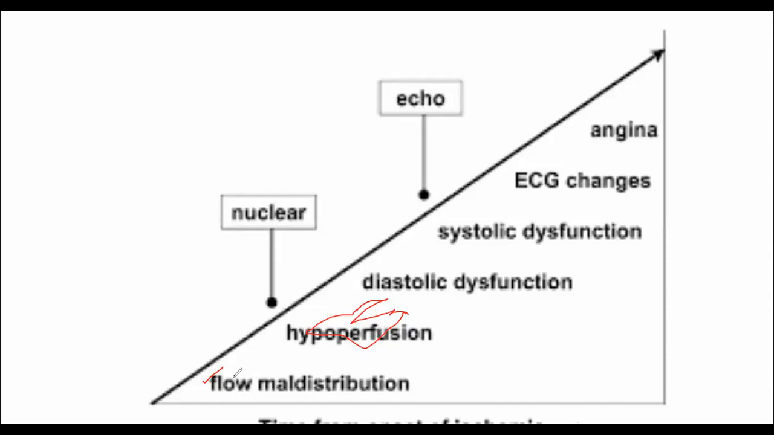Otherwise, considering the ischemia cascade, these ECG changes all occur before the patient has pain. And in this ischemia process, the earliest thing which is going to happen is a perfusion defect, which is detected by the myocardial perfusion scan.